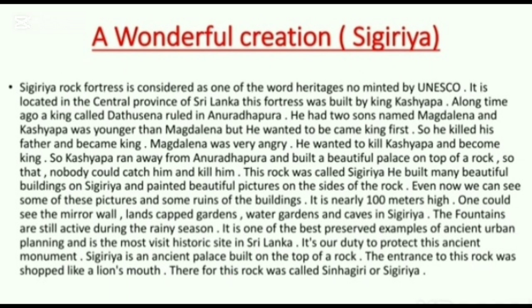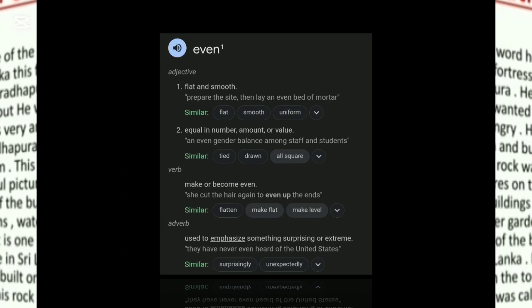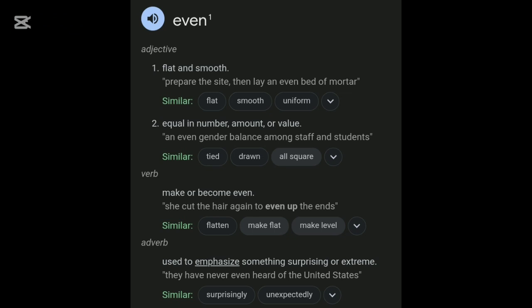Even now we can see even. What is that word? Okay, let me explain. We can consider that word as adjective, verb and also adverb. First thing is adjective. Definition of adjective is words which describe something are called adjectives. All describing words are adjectives. Number 1. Flat and smooth. For an example, prepare the site, then lay an even bed of mortar.